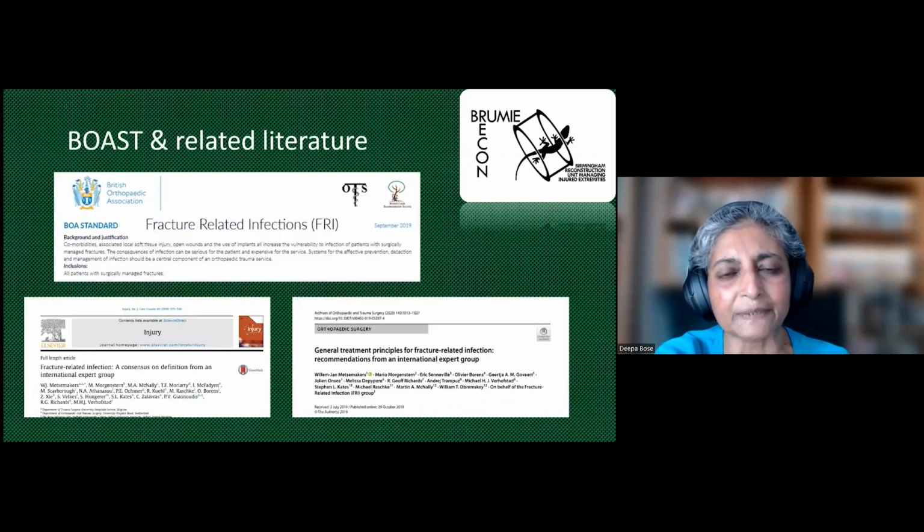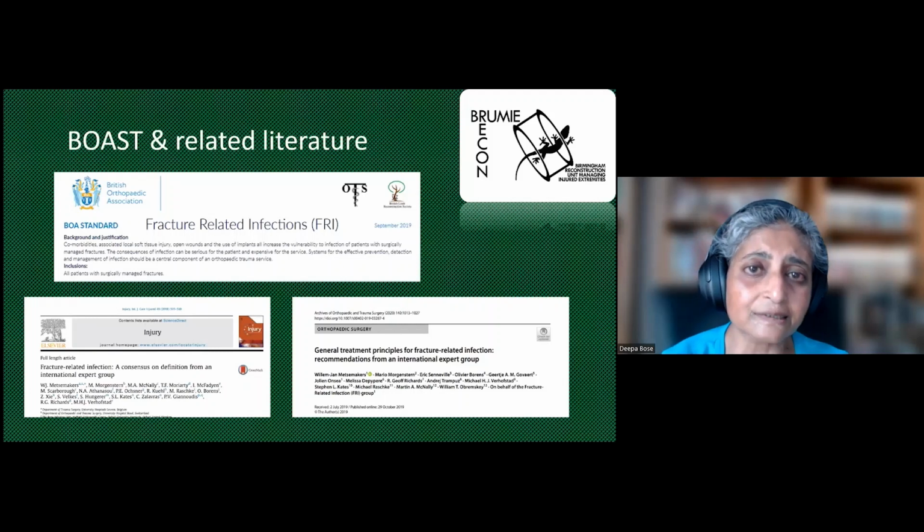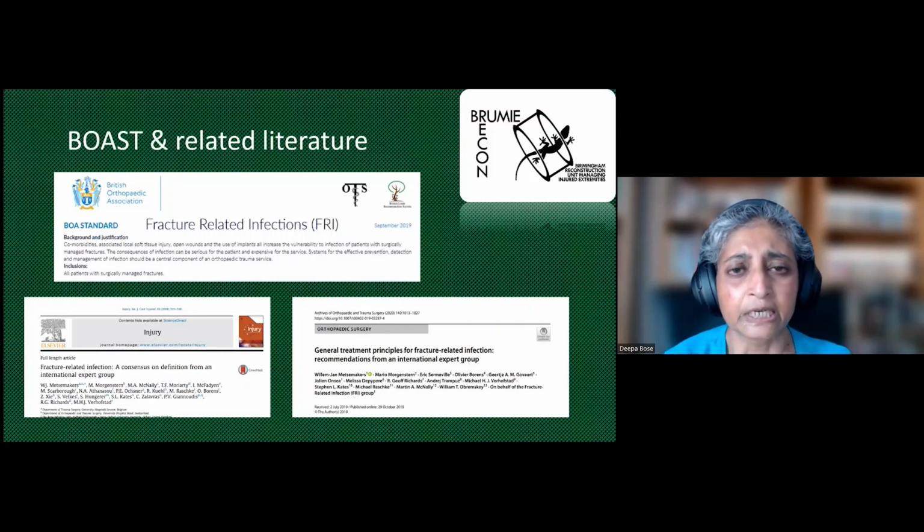There are several publications, as I've mentioned, relating to fracture-related infections. Particularly for those of you coming up to the exam, you need to know all the BOASTs, and there is now a BOAST on FRI, so please make sure that you're familiar with it. I've said that there is a consensus group on fracture-related infections, and they've brought out several publications. There is a suite of perhaps 6 or 8 publications from the consensus group, and they are really helpful in understanding how to diagnose and how to manage fracture-related infections. So if you're interested, do read them, but definitely for the exam people, you must know the BOAST.